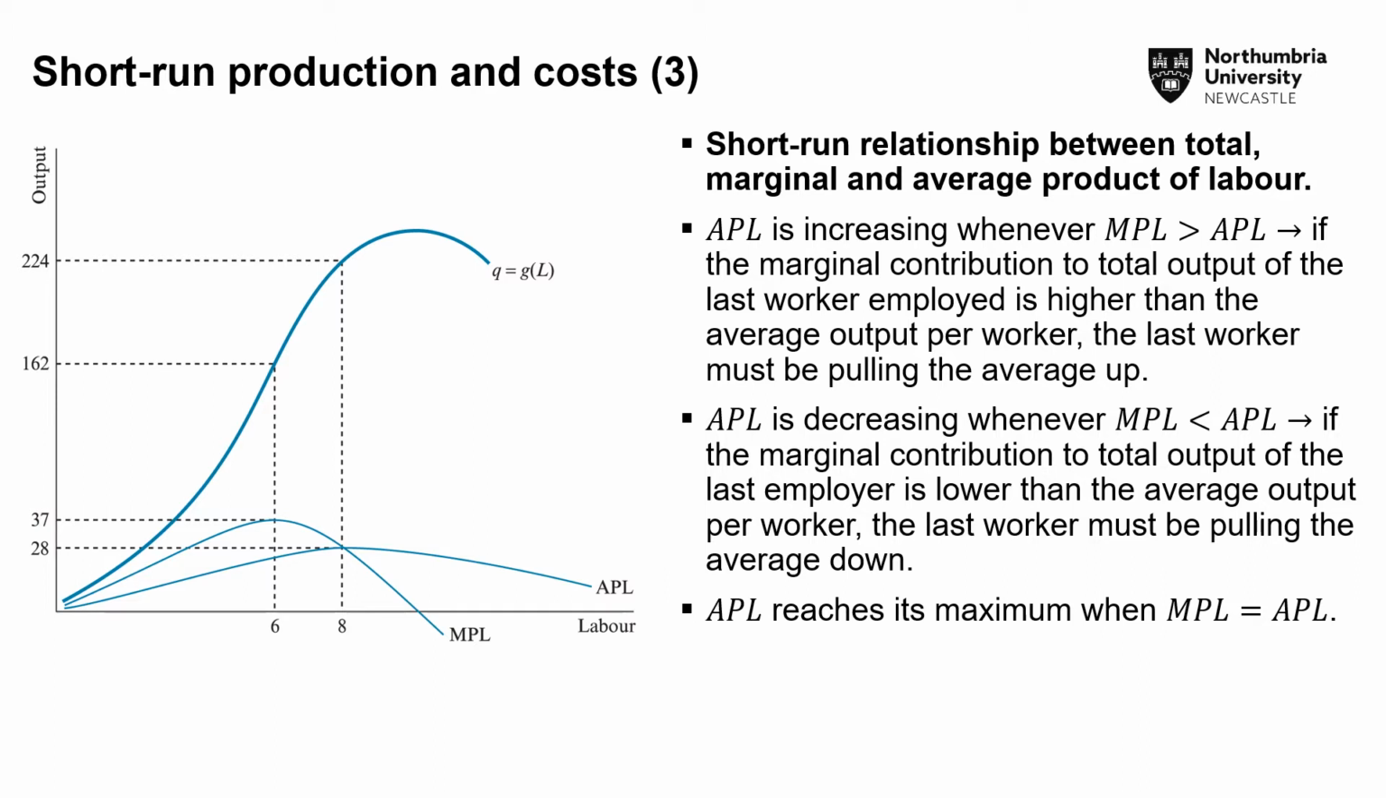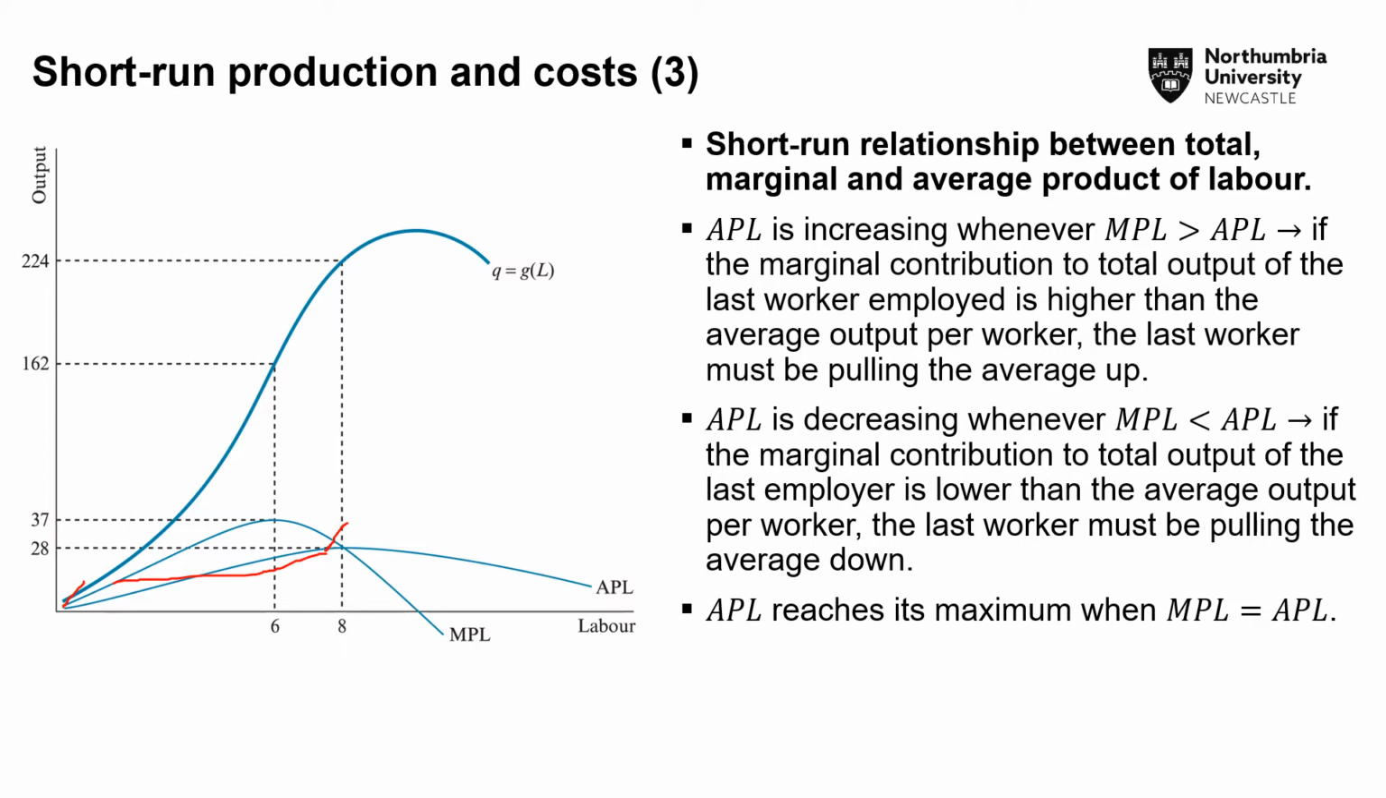So let us begin with the marginal product of labor and the average product of labor. What we see is that as long as the marginal product of labor curve is above the average product of labor, the average product of labor curve is upward sloping.